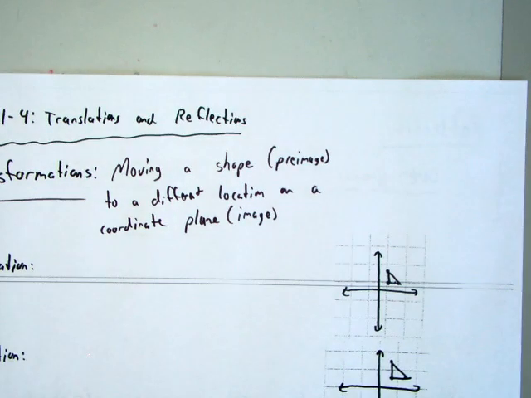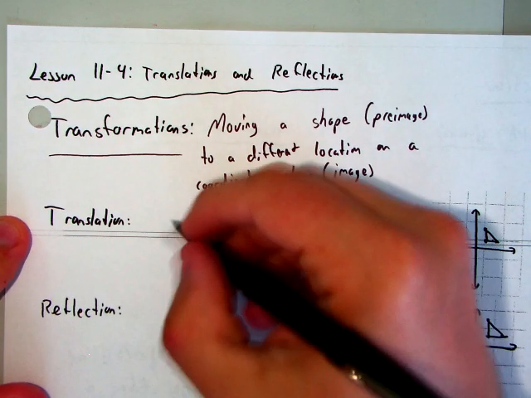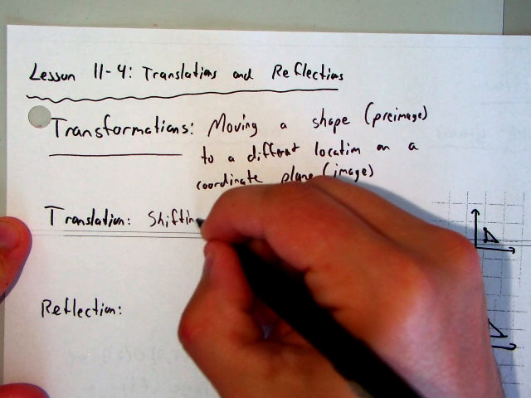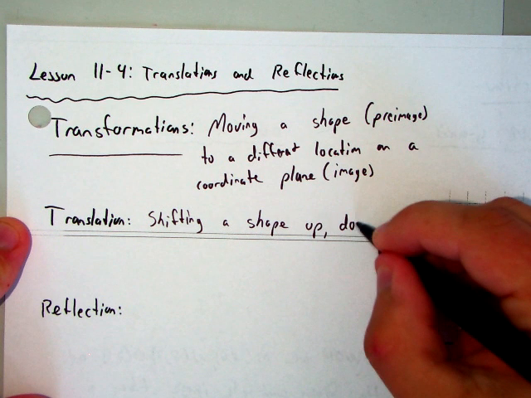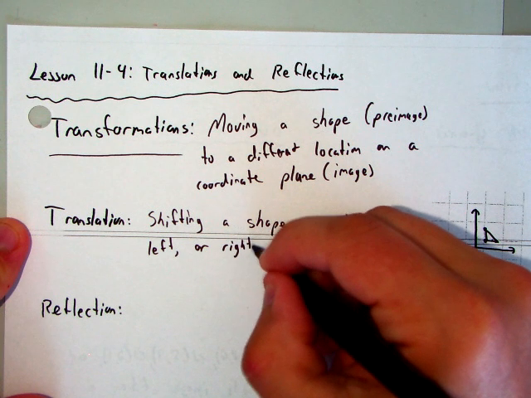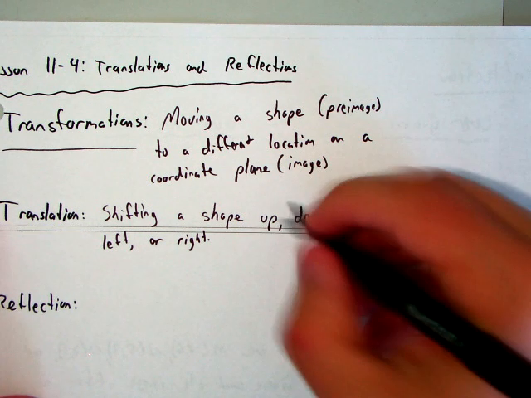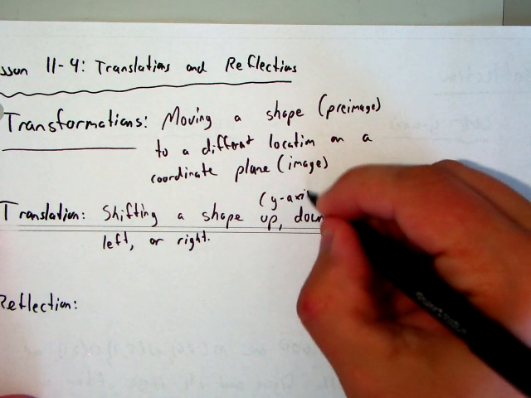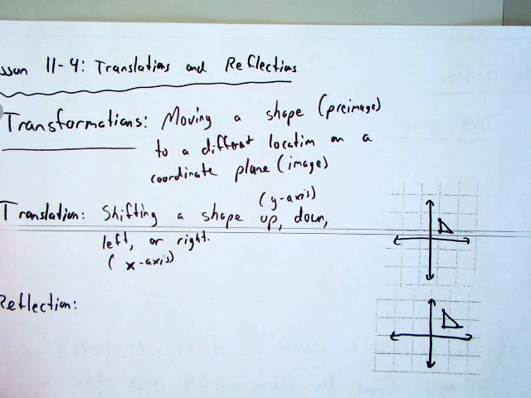So there's a lot of different ways that we can do it. We're going to talk about two of them today. We're going to talk about translation first. This is shifting a shape up, down, left, or right. You can have a combination of the up-down, this is along the y-axis, and left and right, this is along the x-axis. So you can have one y, one x, you can have simply a y, simply an x, but you can have a combination of those.